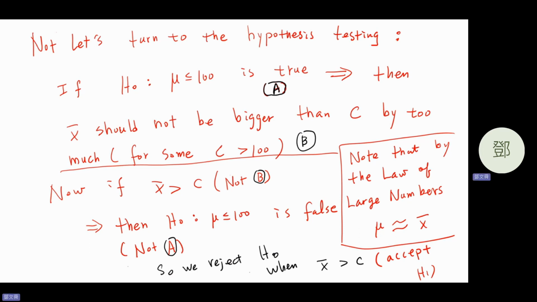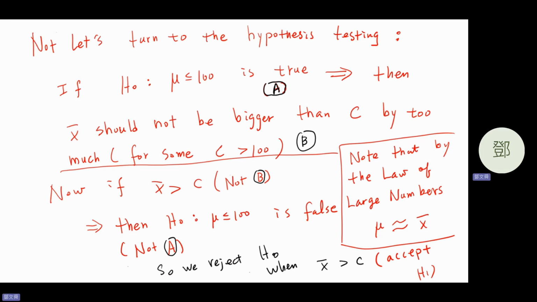A implies B. When A always implies B, then if we see not B, what should we conclude? Not A. Another issue: when we see B is true, can we conclude A? No. So this is when B happens.